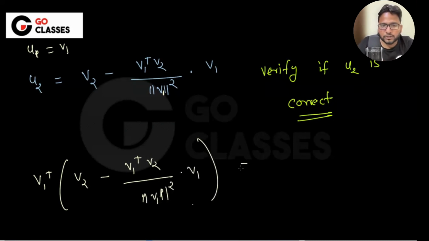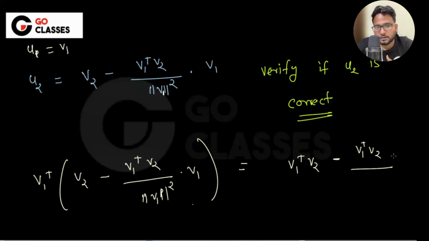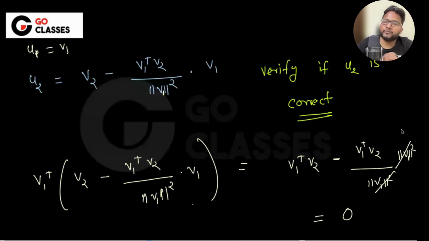If you do this, V1 transpose V2 is a scalar, minus V1 transpose V2, again a scalar, upon V1 transpose into V1. This vector into this vector, the dot product, will be just a norm square. So again this will be a norm square, and the V1 norm square is already there, so it will get cancelled out and finally it is 0, right? So we have verified that it is actually correct. Let me know if that is okay to everyone.